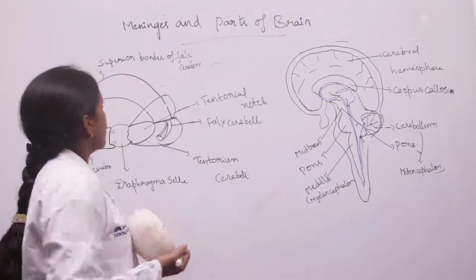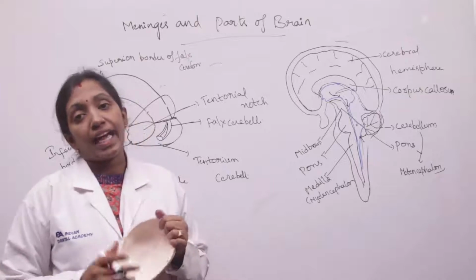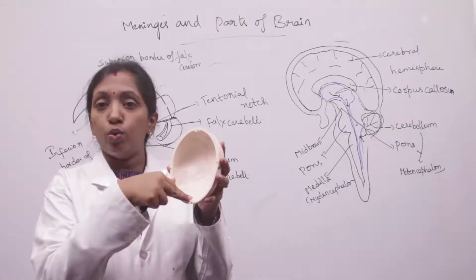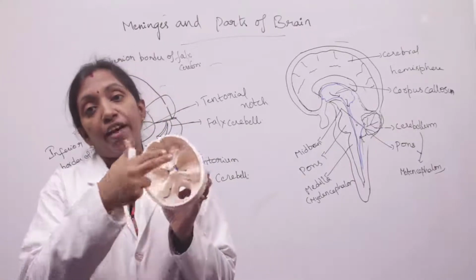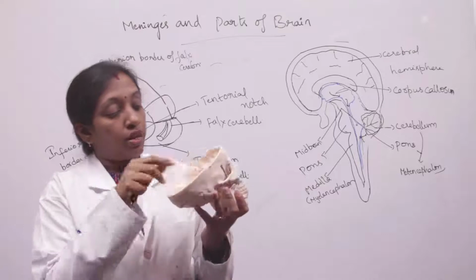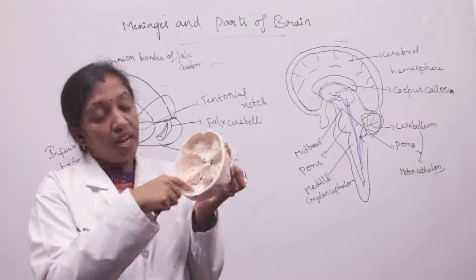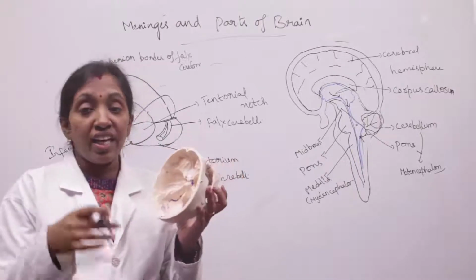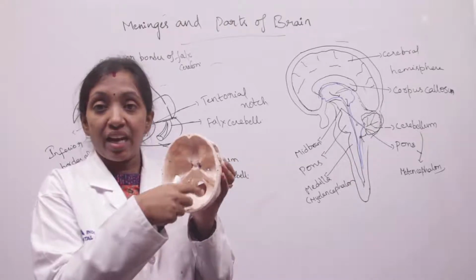So today we are discussing the cranial cavity, meninges and parts of the brain. The upper part, the vault of the cranial cavity, is smooth and uniform. The base of the cranial cavity is divided into three fossae: anterior cranial fossa, middle cranial fossa, and posterior cranial fossa.